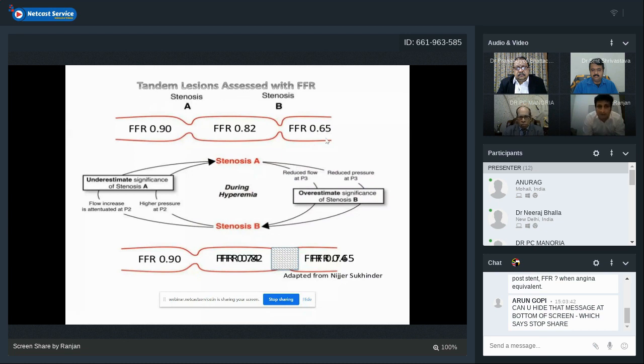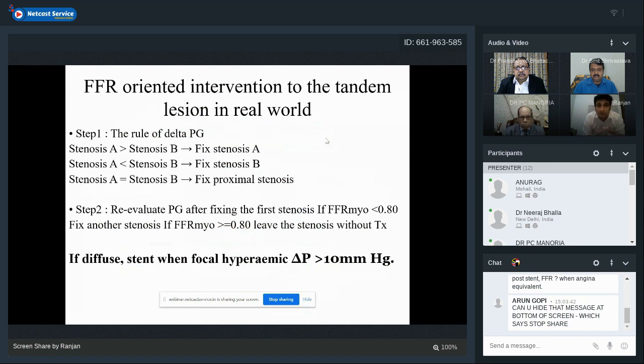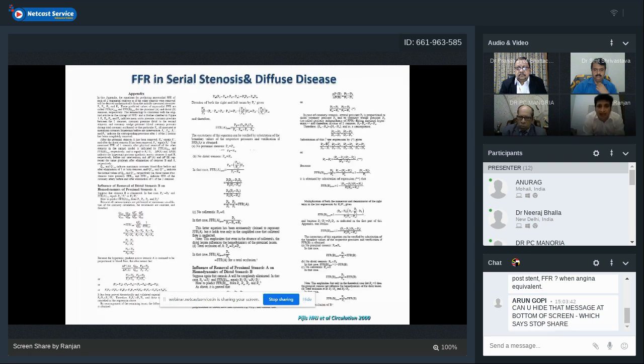Now, what do we do when that happens? We need to look at the delta change in pressure gradient. That means at this point, we need to use IV adenosine and not intracoronary adenosine, and start pulling the wire from distal to proximal. See at which point the pressure rises highest. That's very important. Imagine the distal was 0.6 and proximal is 0.9. If the pressure change between the distal points is say 12 millimeter and the pressure change between the proximal points is 10 millimeter, then we know the distal is more significant than proximal. In which case, we need to fix the distal and then do the proximal.